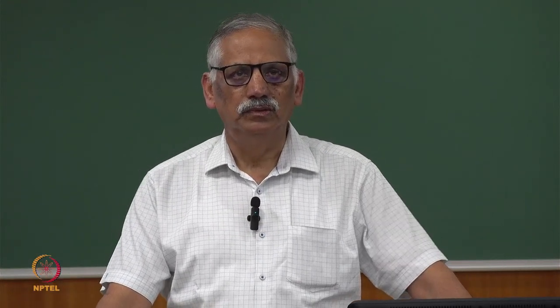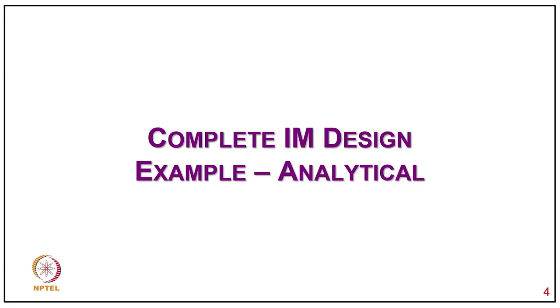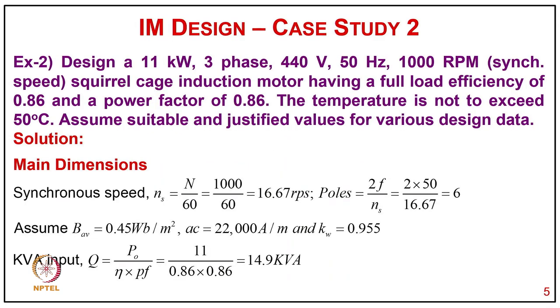So coming to an analytical example of complete induction motor design. We design an 11 kilowatt, 3-phase, 440 volt, 50 hertz, 1000 RPM synchronous speed squirrel cage induction motor having a full load efficiency of 0.86 and power factor of 0.86. The temperature is not to exceed 50 degrees centigrade. Assume suitable and justified values for various design data.